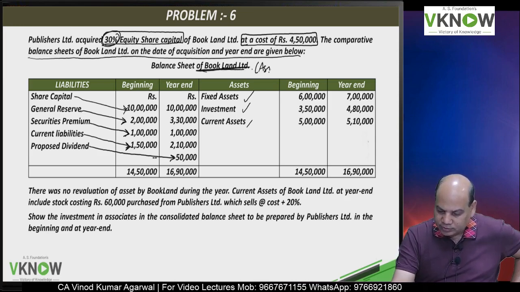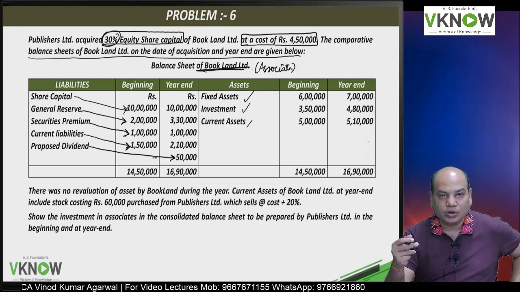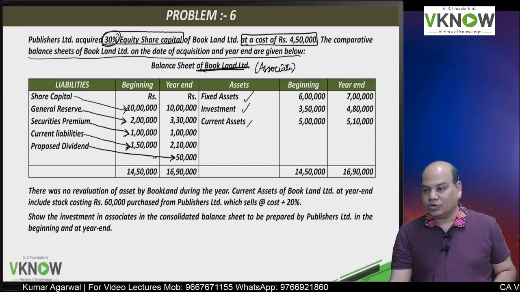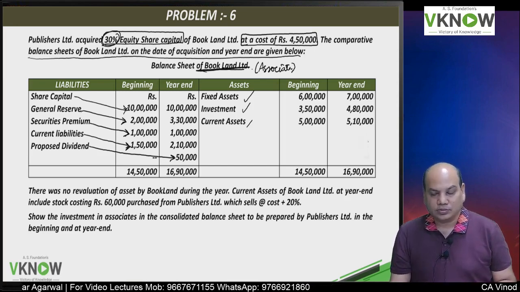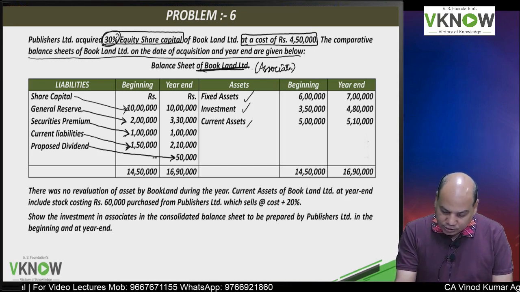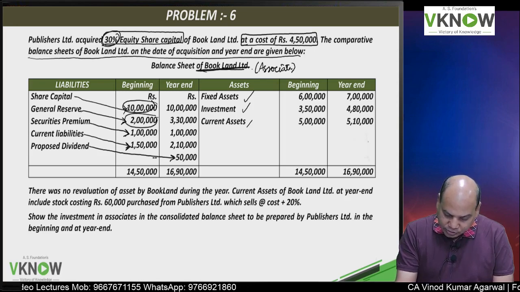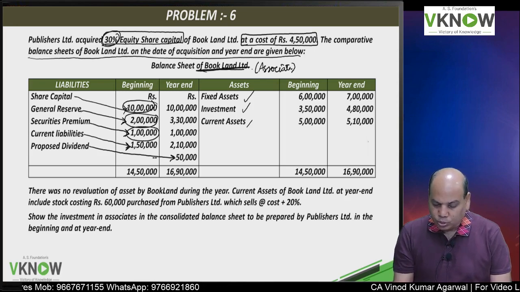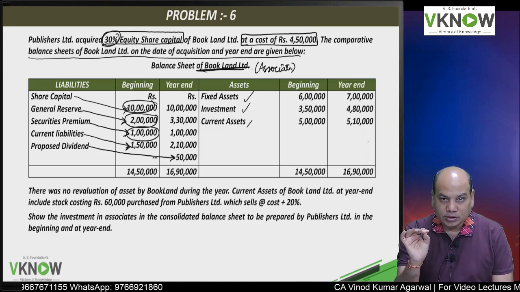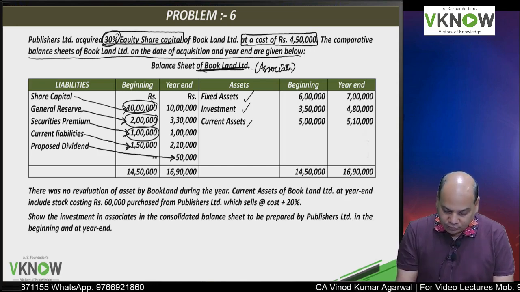Who is Bookland? Associate. Instead of giving you the figures of profit and reserve directly, the student will have to find it out. So on the date of acquisition we have share capital 10 lakh, general reserve 2 lakh, securities premium 1 lakh. So that will give me the net asset on the date of acquisition.